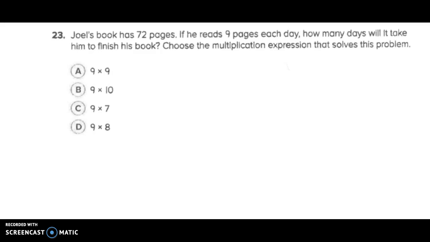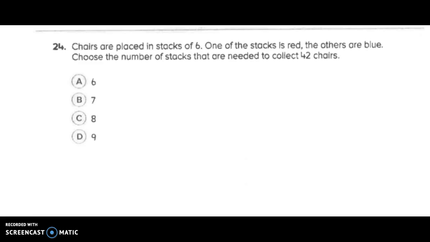Number 23. Joel's book has 72 pages. If he reads 9 pages each day, how many days will it take him to finish his book? Choose the multiplication expression that solves this problem. A. 9 times 9. B. 9 times 10. C. 9 times 7. D. 9 times 8.